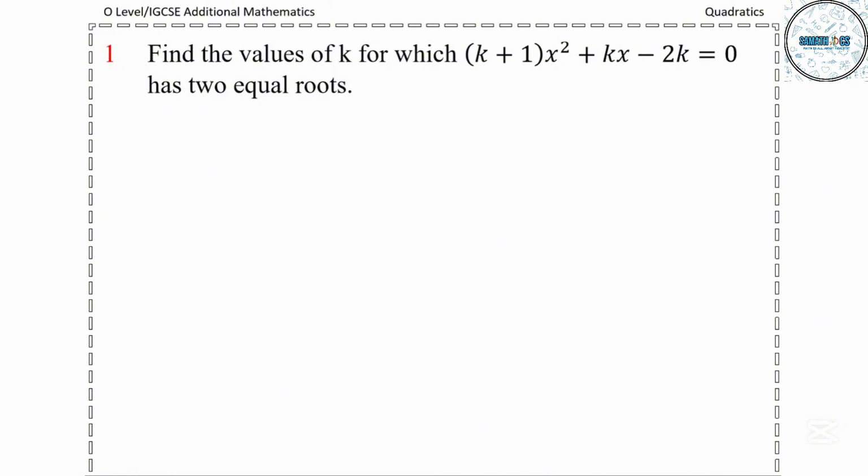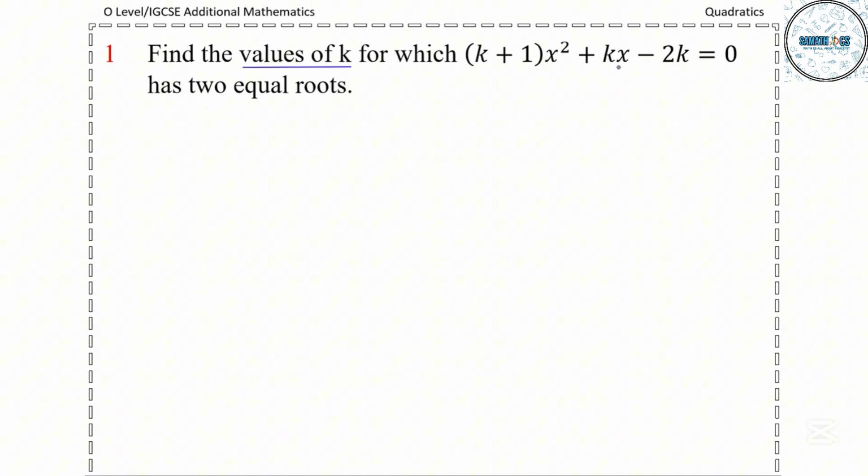Now we will apply b squared minus 4ac to quadratic equations where there are unknown constants. So we can use b squared minus 4ac to find out the value of unknown constants in the given quadratic equation. Let's do some questions related to this. Find the values of k for which k plus 1 x squared plus kx minus 2k is equal to 0 has two equal roots. You have to find the values of k for which k plus 1 x squared plus kx minus 2k is equal to 0.